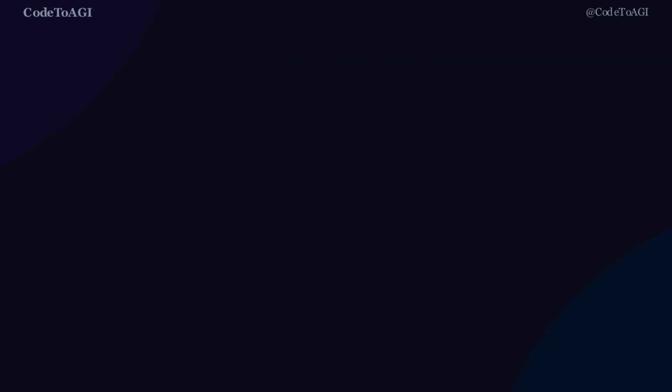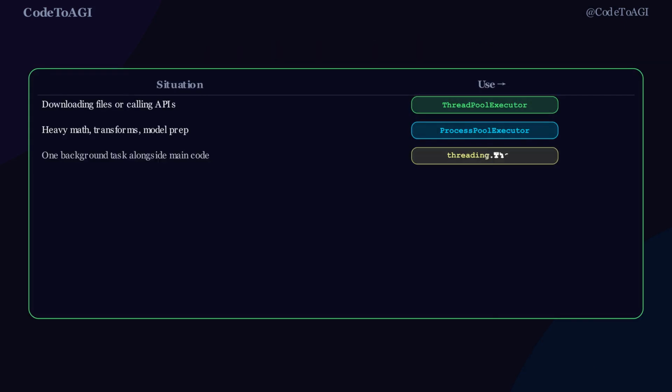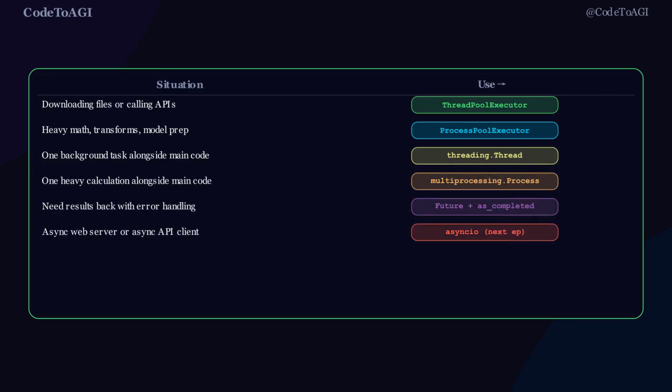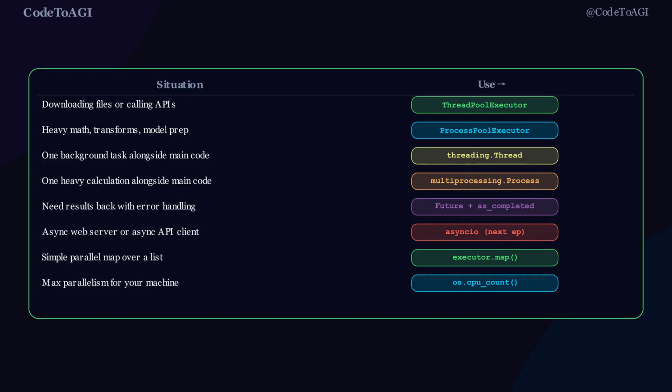Quick reference, which tool for which job. Downloading files or calling APIs, ThreadPoolExecutor. Heavy math or data transforms, ProcessPoolExecutor. One background task alongside main code, threading.Thread. Need results with individual error handling, future.as_completed. Find the right worker count, os.cpu_count. Async web servers or async API clients, asyncio in the next episode. Simple parallel map over any list, executor.map. These 8 cover everything a beginner needs to start.